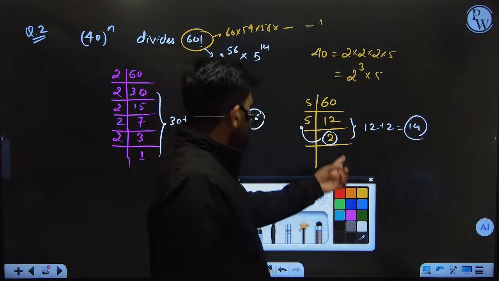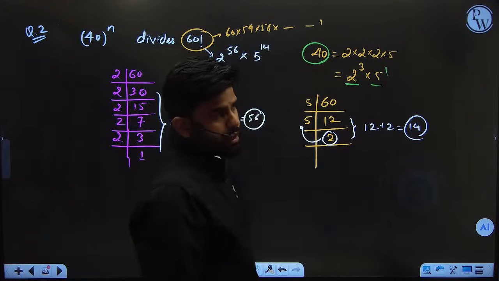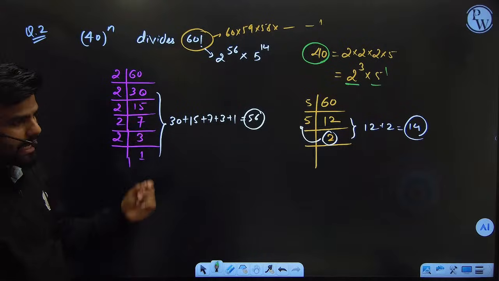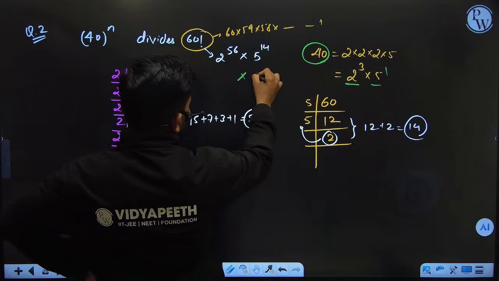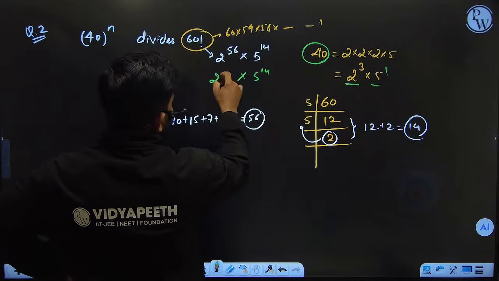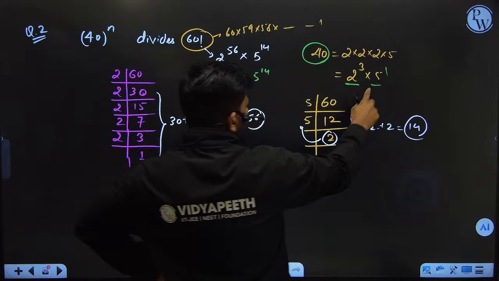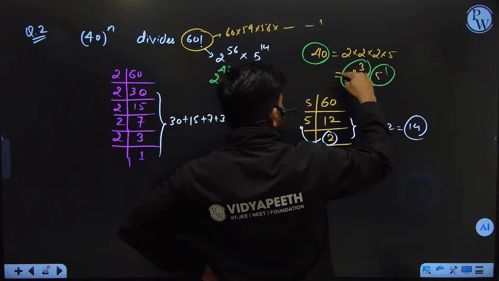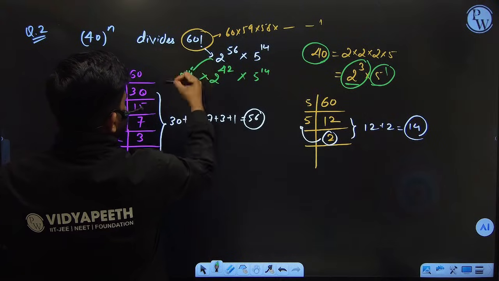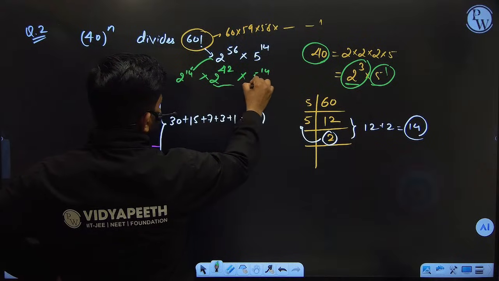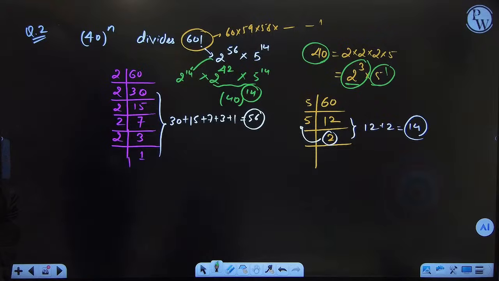Now to make 40, we need three 2s and one 5. Okay, so how many 40s can be constructed here? If we are taking all the 5s, then we need to take 42 2s. Why? Because for every 1 five there are 3 twos required. Okay, and the remaining will be written as it is. Combining these, it will become 40 power 14.